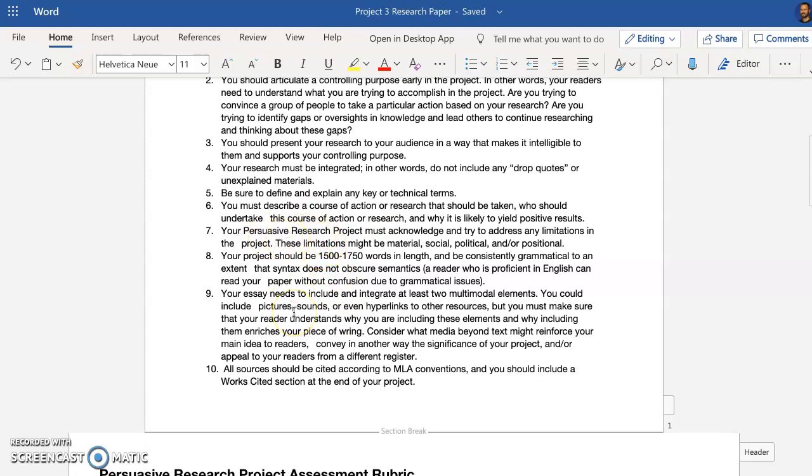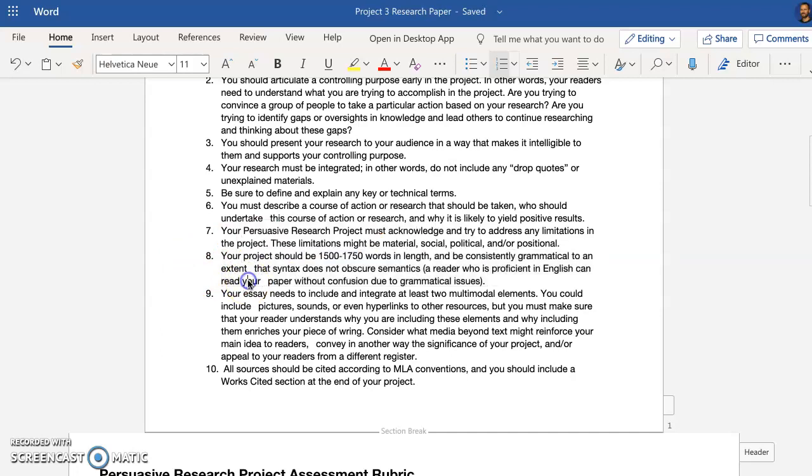Your persuasive research project must acknowledge and try to address any limitations in the project. These limitations might be material, social, political, and/or positional. So this is a place where you can kind of say, hey, there's other things I would have liked to look at instead of this, and if I had more time, I would shore up that deficiency, or whatever. Say, hey, I don't have many contacts in the industry, so I had to relate a lot to written materials, or whatever limitation you think you might have.